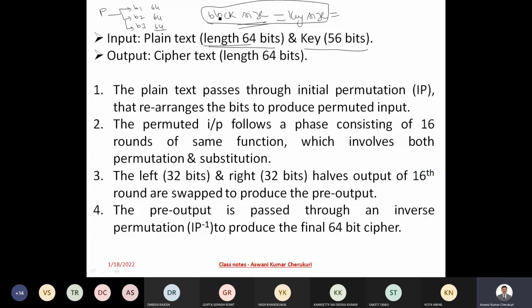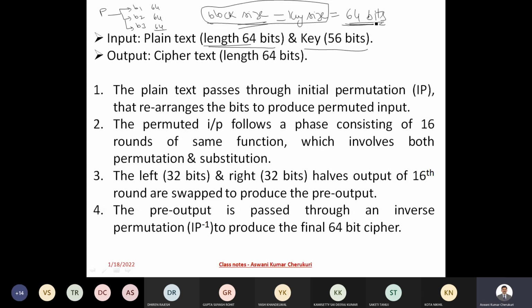So what should be the key size when I have the block size of 64-bit? Key size should be 64 bits. So typically the DES algorithm has a key size of 64-bit. When you are performing encryption, you have to submit a 64-bit length key.